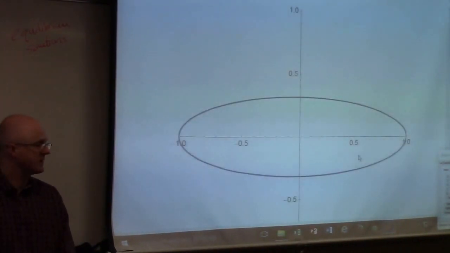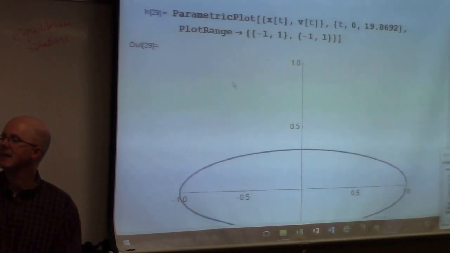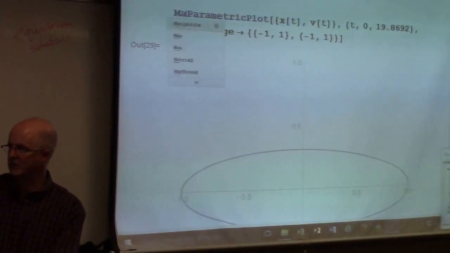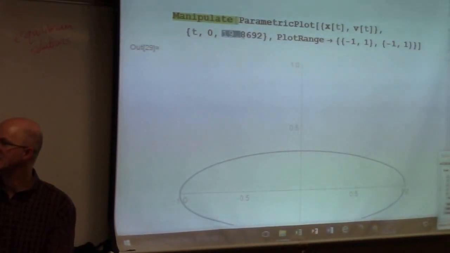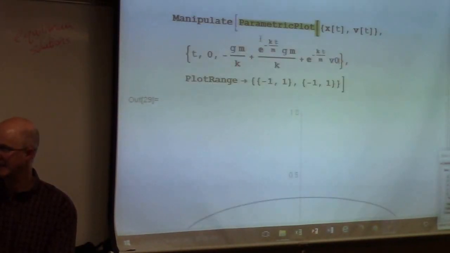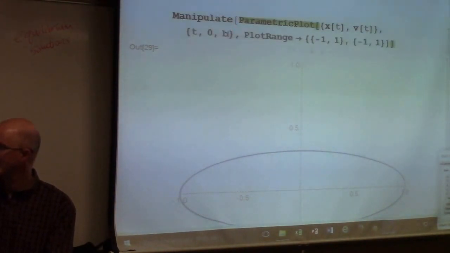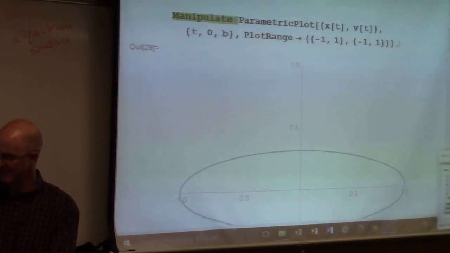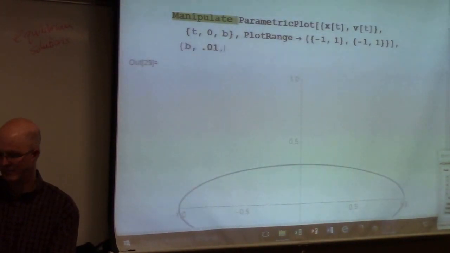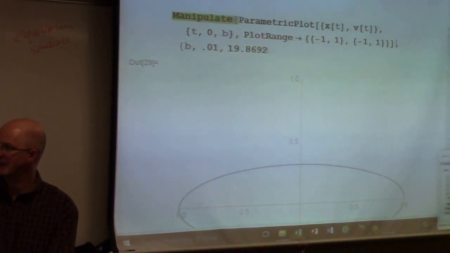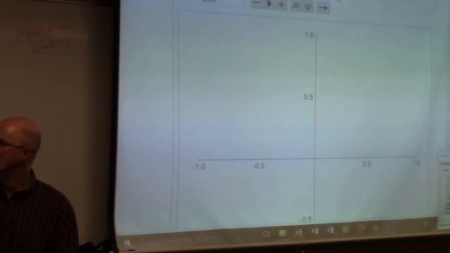So we see a curve. It looks like an ellipse. And in fact, it is an ellipse. And as we always want to do with parametric curves, if we want to animate them, I can change this to a B. And to manipulate, I can let B go from just barely bigger than 0 up to that 19.8692. We'll see an animation of the parametric curve.